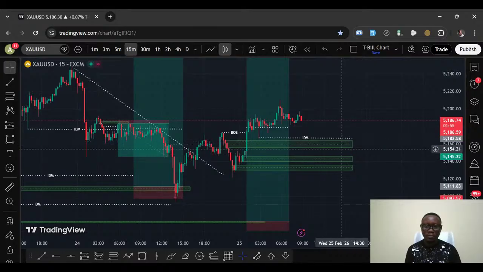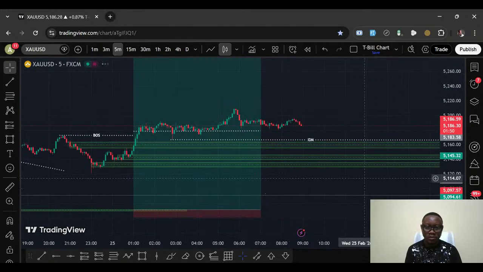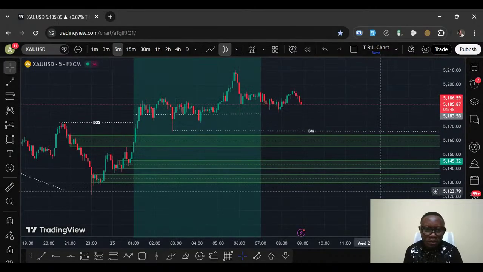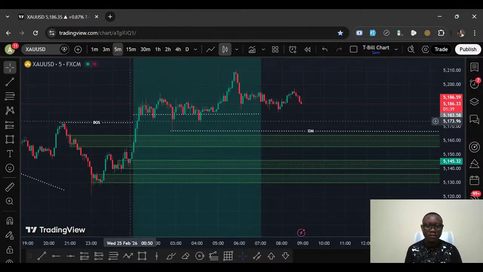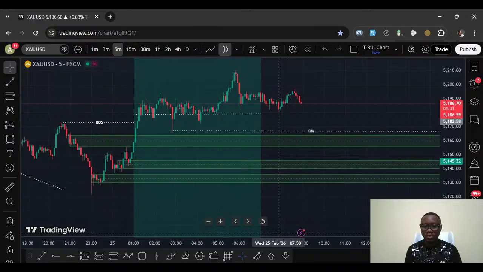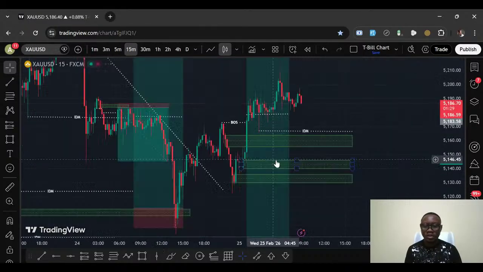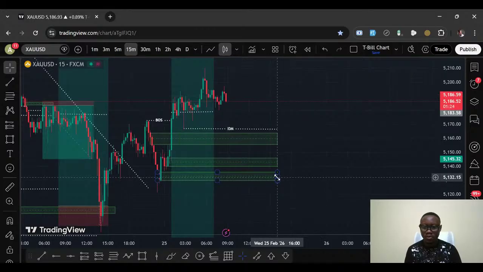I'll share the coordinates for this. Let's go to the 5-minute time frame for further refinement, if possible. All right, so I think this is perfect. Back to the 15-minute time frame. So I would expect price.